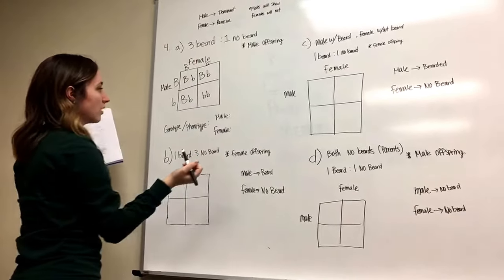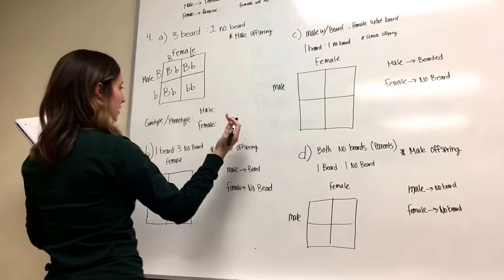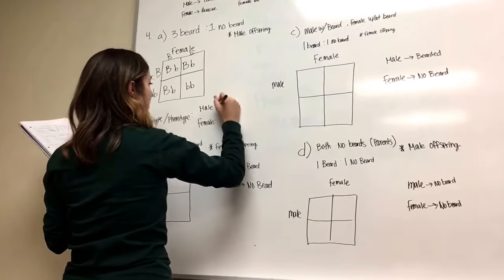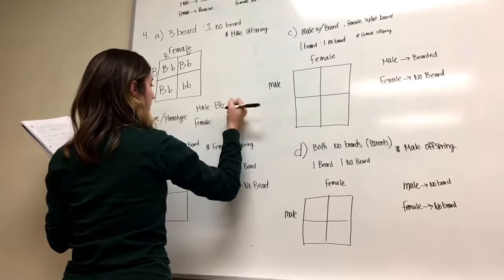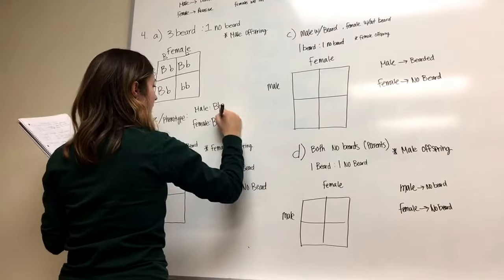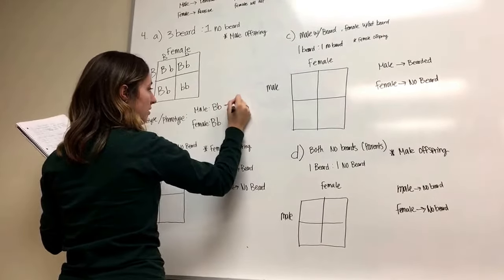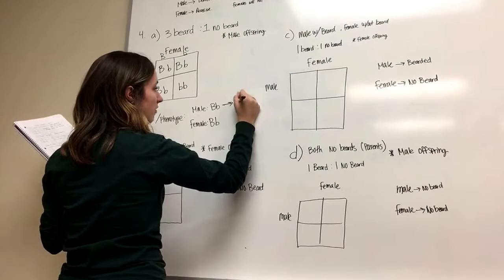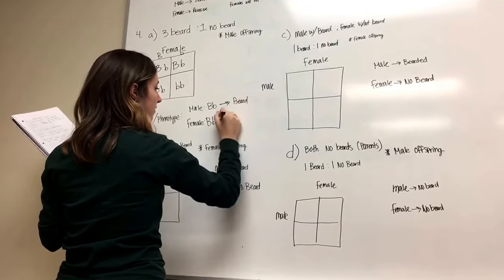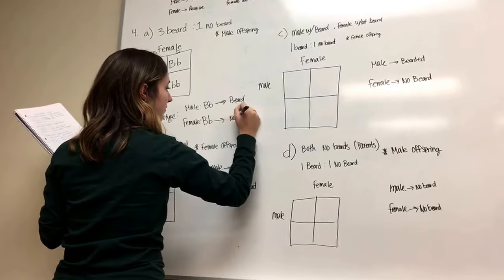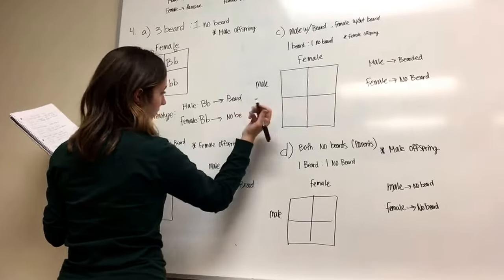And so for the genotypes and phenotypes, for the male, the genotype is going to be big B, little b, as well as for the female. But the only difference is for their phenotypes. For the male, he'll have a beard, and for the female, she'll have no beard because of the sex-influenced trait.